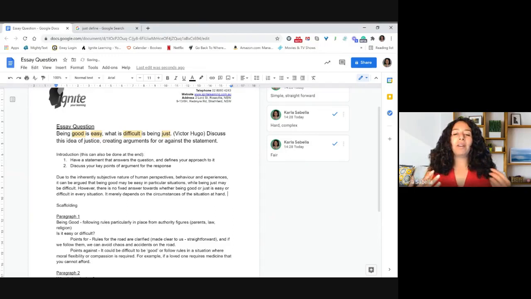One of the things I want to emphasize here is, don't worry about getting it perfect when you first start writing. Just start putting some words down, and then you can start fiddling with it. A really good technique is reading your work aloud after you've written it. So I've got here, due to the inherently subjective nature of human perspectives, behavior, and experiences, it can be argued that being good may be easy in particular situations, while being just may be difficult in others.